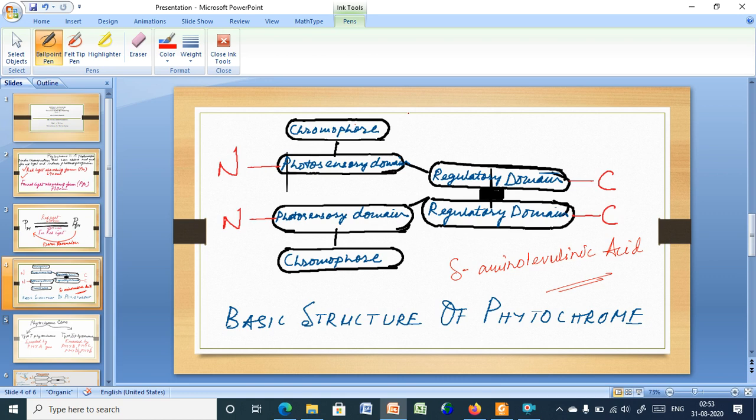Actually, upon absorption of light, the PR form or inactive form, which I already mentioned, and especially the chromophore part of the PR form, undergoes a cis-trans isomerization of the double bond between carbon 15 and carbon 16, and the rotation of the carbon 14 and 15 single bond, and this results in the conversion into the PFR form.